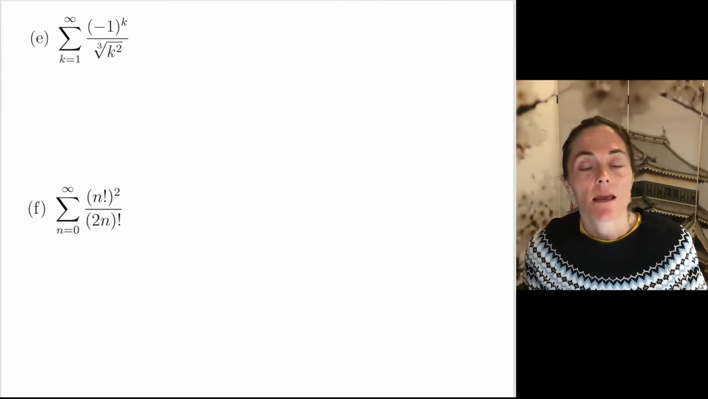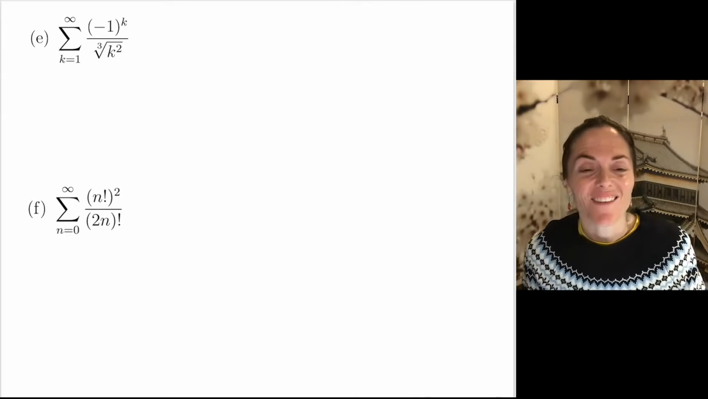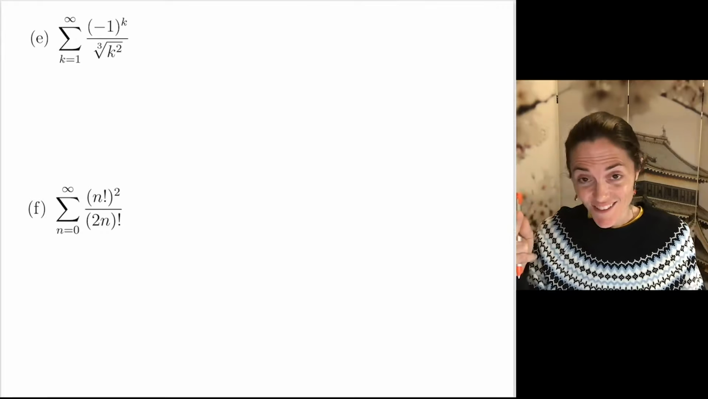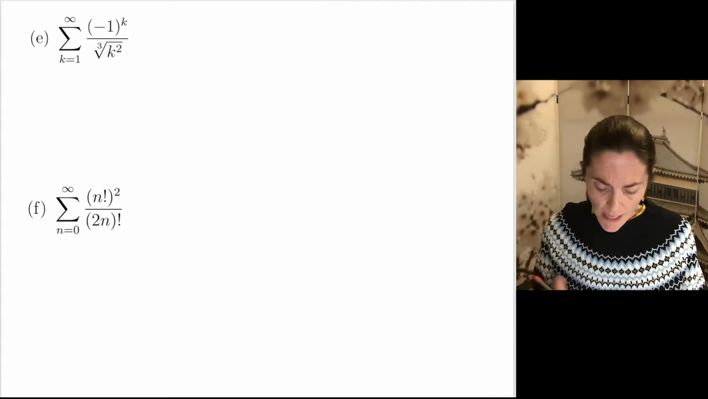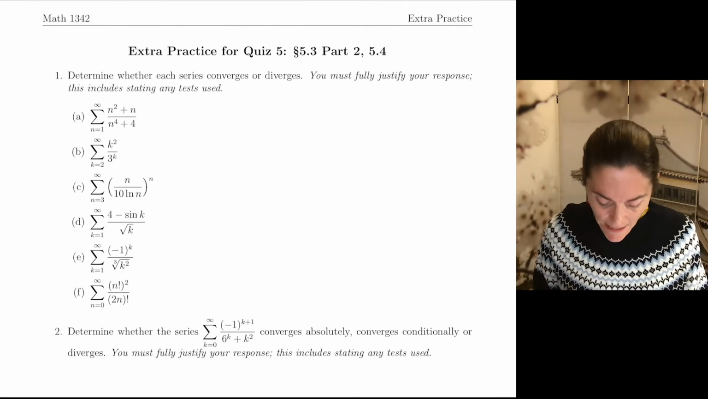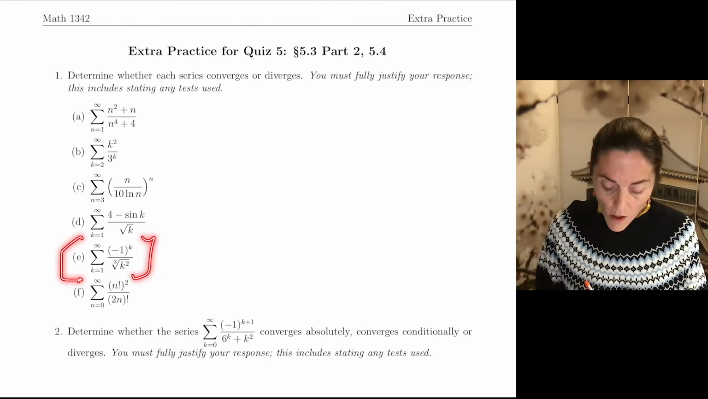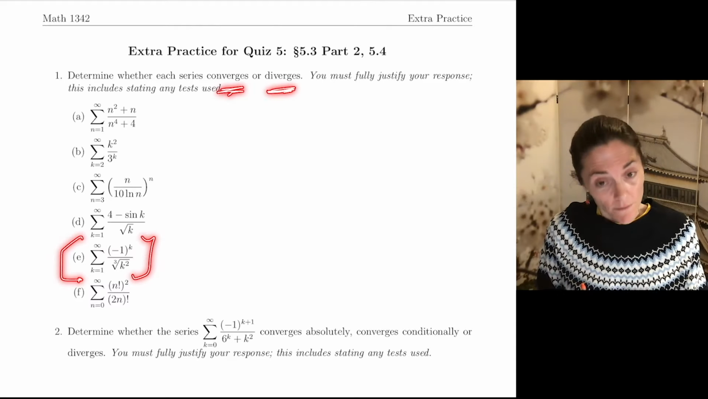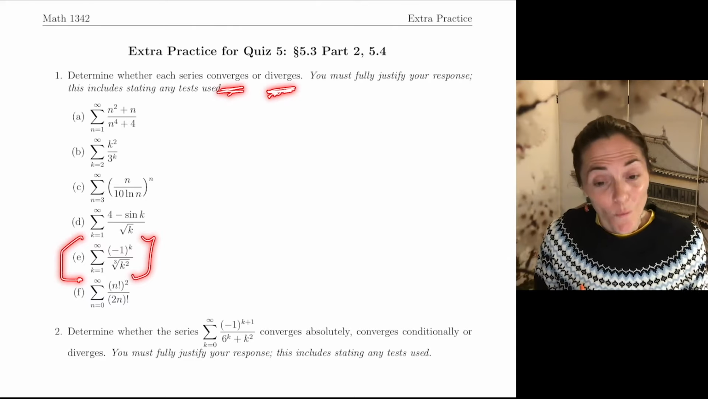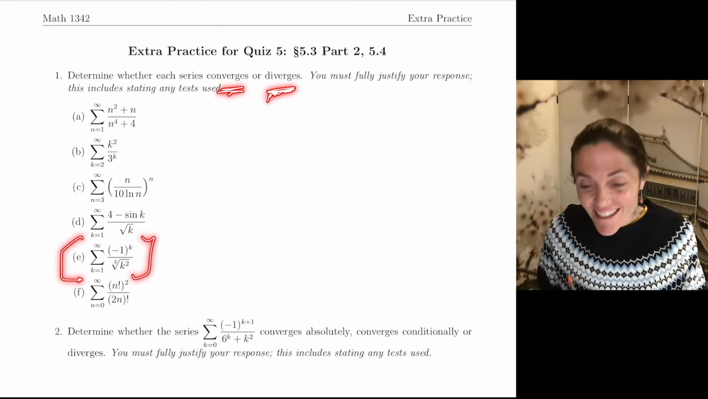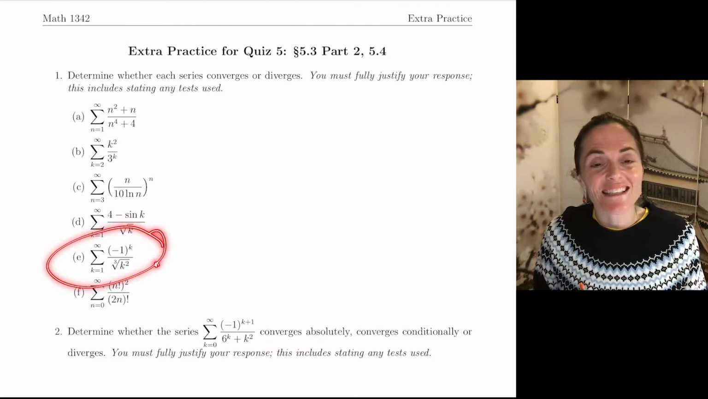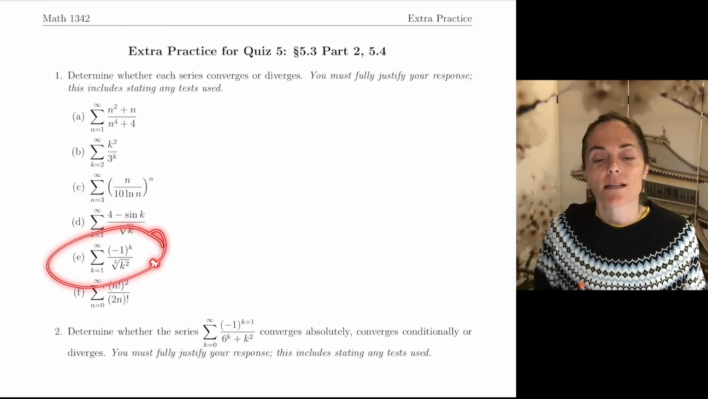We could explicitly say which type of convergence we have. Absolute convergence, conditional convergence, or divergence. But if you look at the quiz practice, we're not asked that. For 1E, all we are asking is converges or diverges. And so I don't need to specify the type of convergence. We will need to do that in number 2, right? You can see below. But in 1E, I just want to know, does this alternating series converge or diverge?